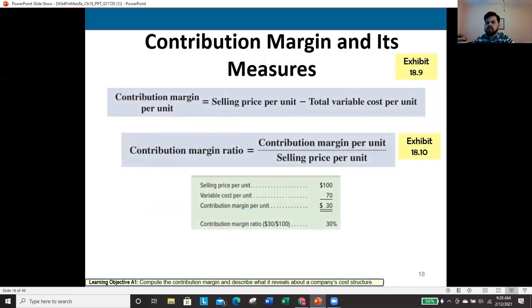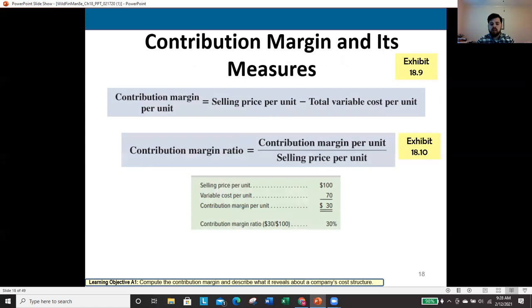Now, for our next area, we need to look at contribution margin on a per unit basis. So I believe we've looked at contribution margin before. We just call this selling price or total sales minus variable costs. Here, we're actually bringing this down to a per unit level. So selling price per unit minus the total variable cost per unit.